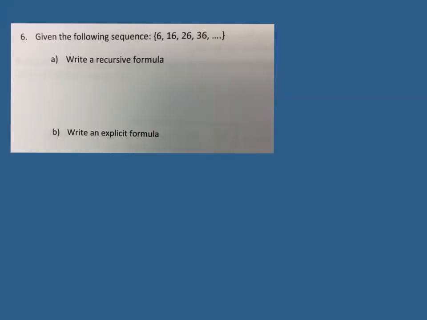Okay, so if you turn to page 4, the next set of problems give you a sequence and they want you to write a recursive formula as well as an explicit formula for each of the sequences.